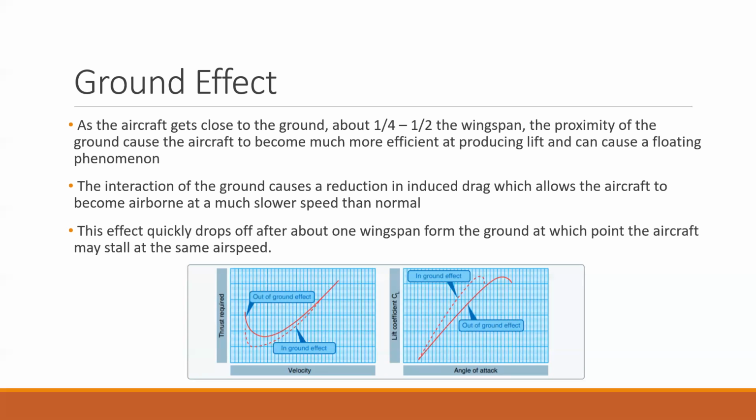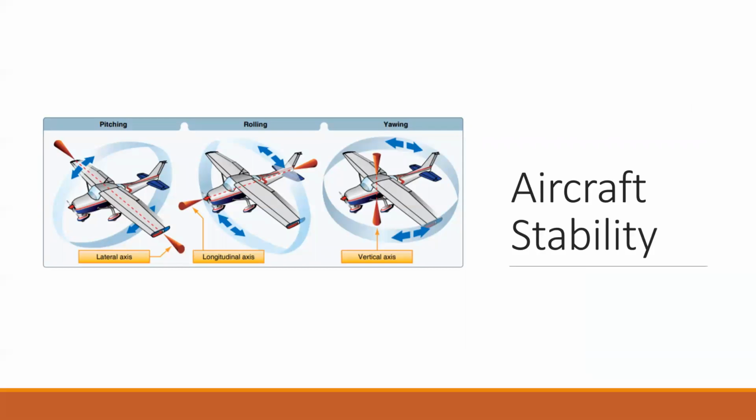And this chart here shows the curves of your thrust required and your coefficient of lift inside of ground effect. You can see that thrust required versus velocity is a lot less in ground effect, and the total coefficient of lift in ground effect is a lot higher. Yeah, ground effect, pretty cool and useful.